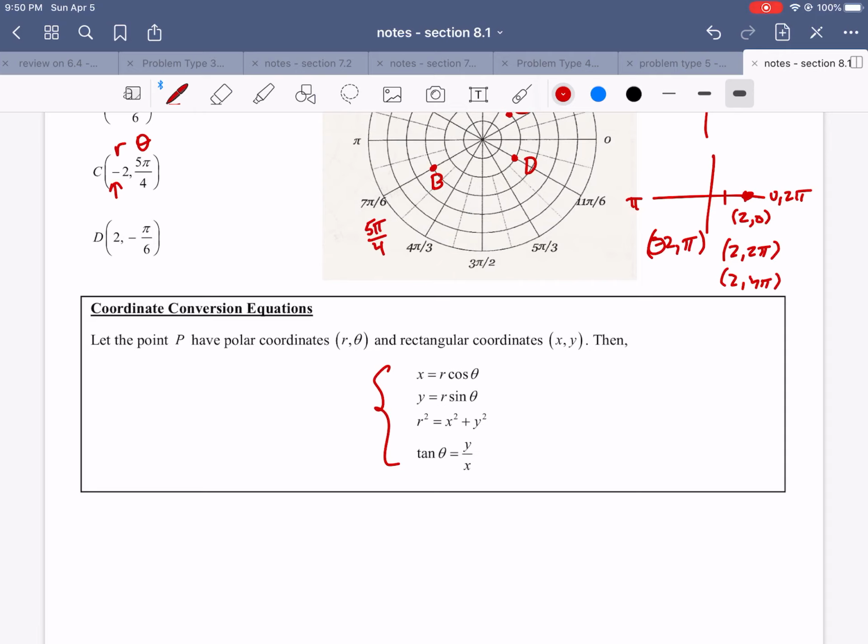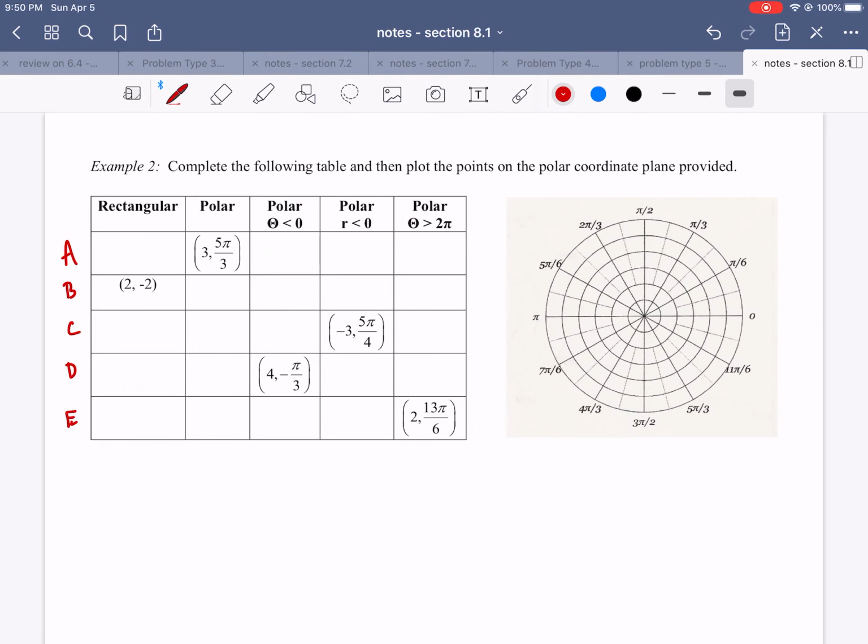Make sure you have them next to you as you're working problems and as you're trying to make these conversions. And we're going to start doing that on this next page. So example 2: we're going to complete the following table and then plot the points on the polar coordinate plane provided. As far as converting, we're going to start to fill in this table.